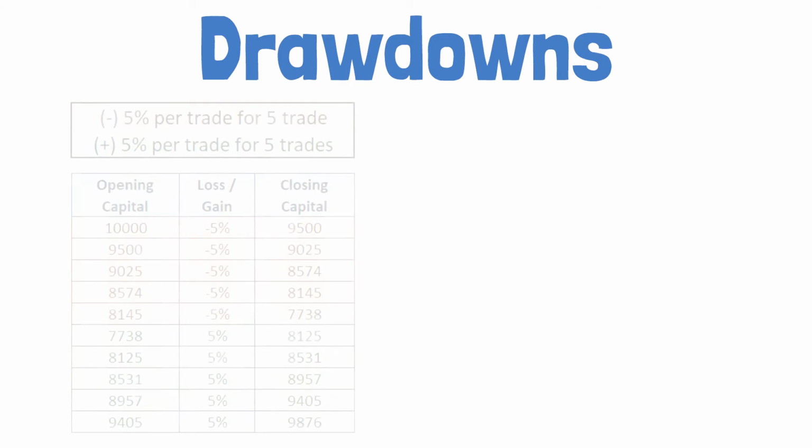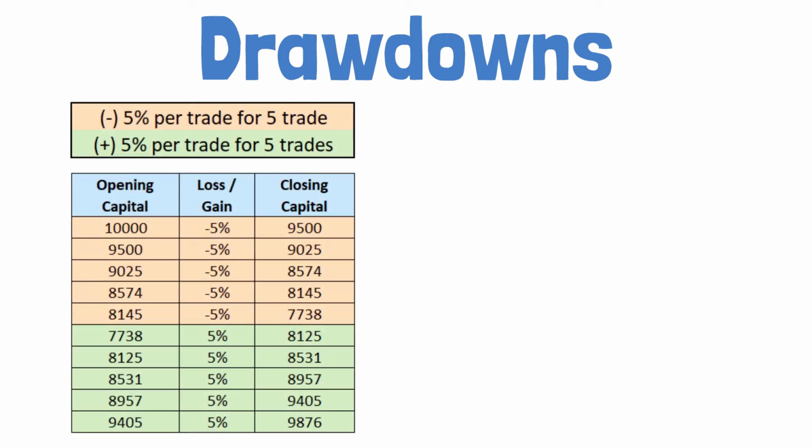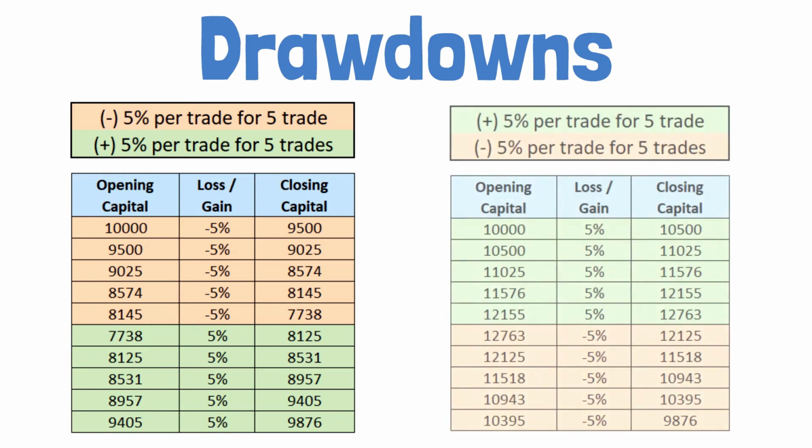Drawdowns. Drawdowns mean a reduction in the value of the trading capital. Let's understand the impact of drawdown on trading with examples. Suppose you lose 5% per trade for 5 trades and later win 5% per trade for 5 trades. The outcome would be as follows. If you have started with 10,000, you would have ended up with 9,876.